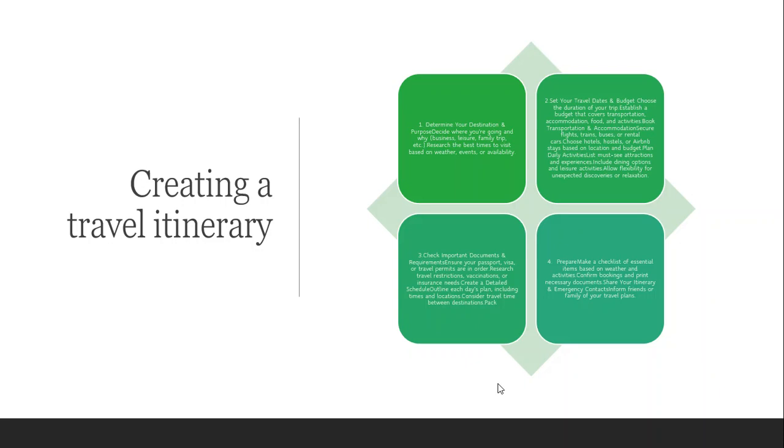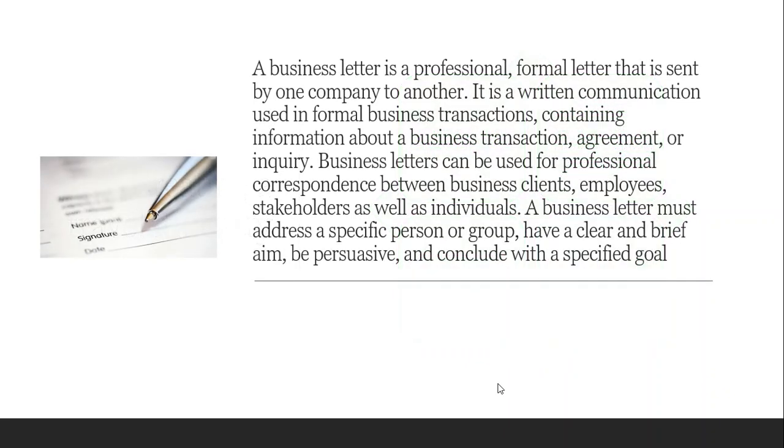The fourth step is to prepare and make a checklist of essential items based on what you are going to bring. Are you going to bring essential documents? You need to make sure you have the right equipment, and that's the final step. You need to have everything you need in terms of clothing and all of these other things. So that's how you create a travel itinerary.